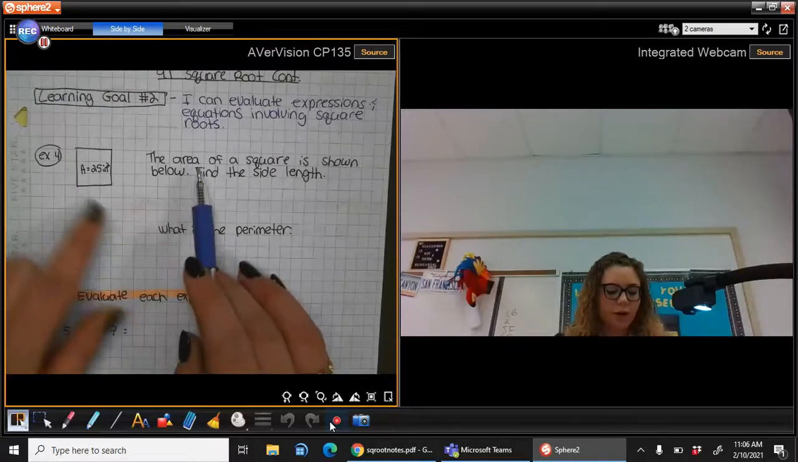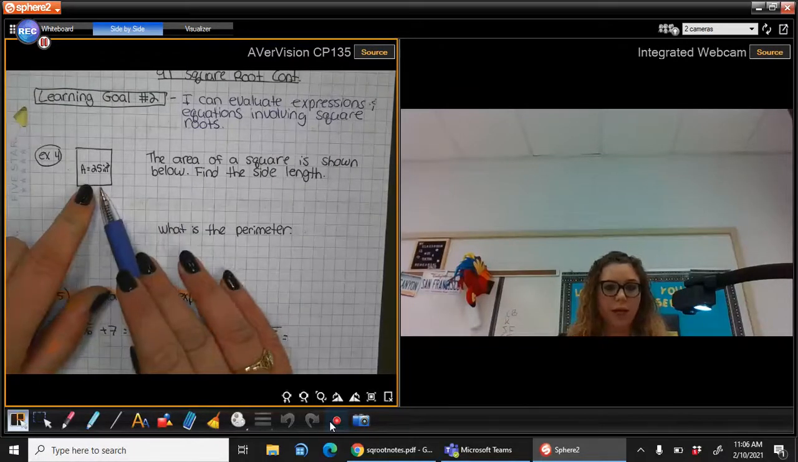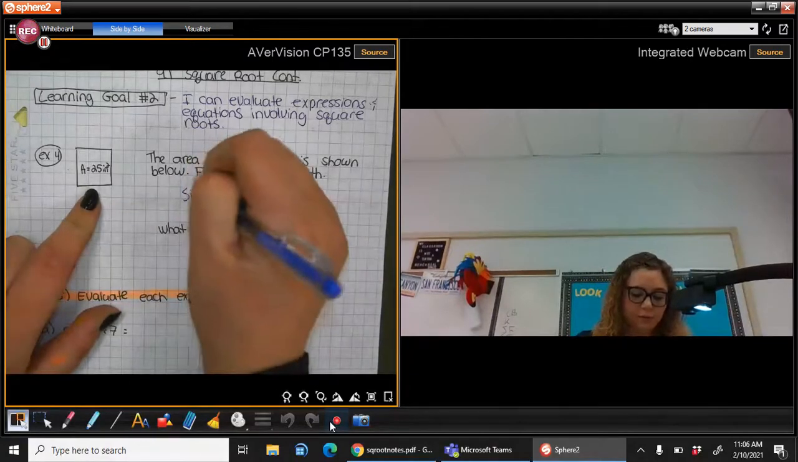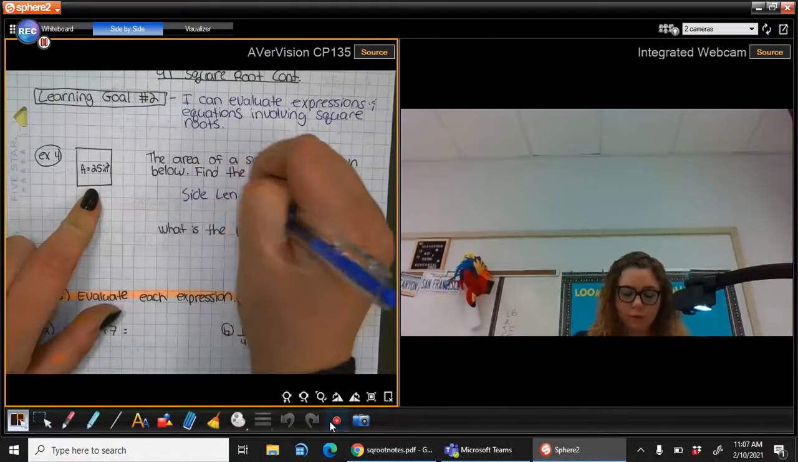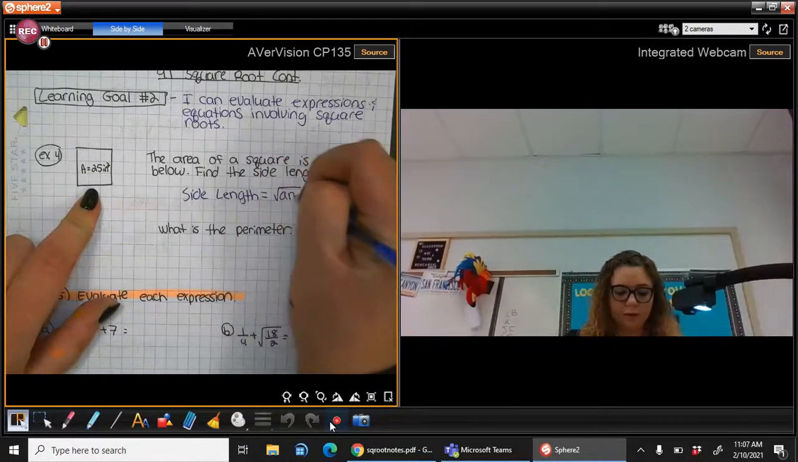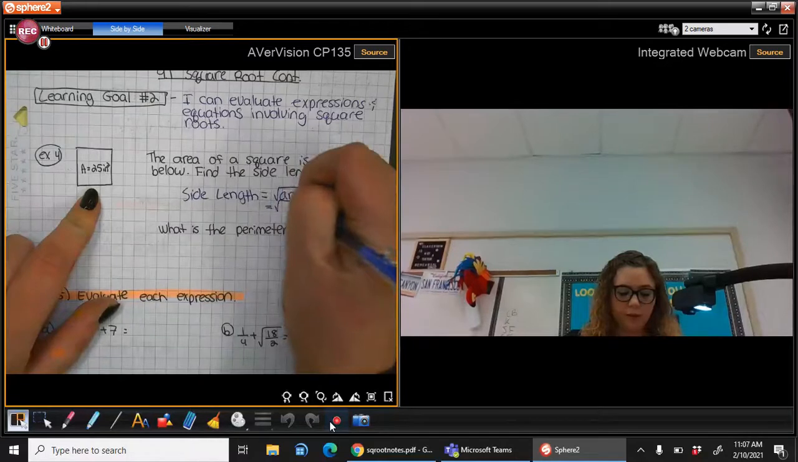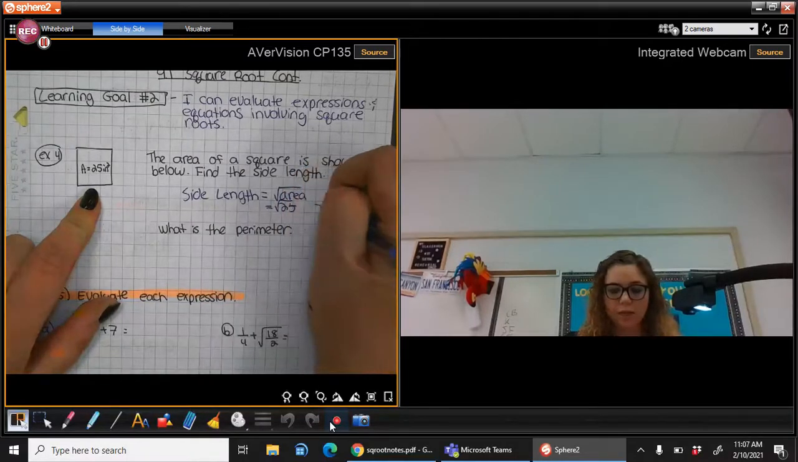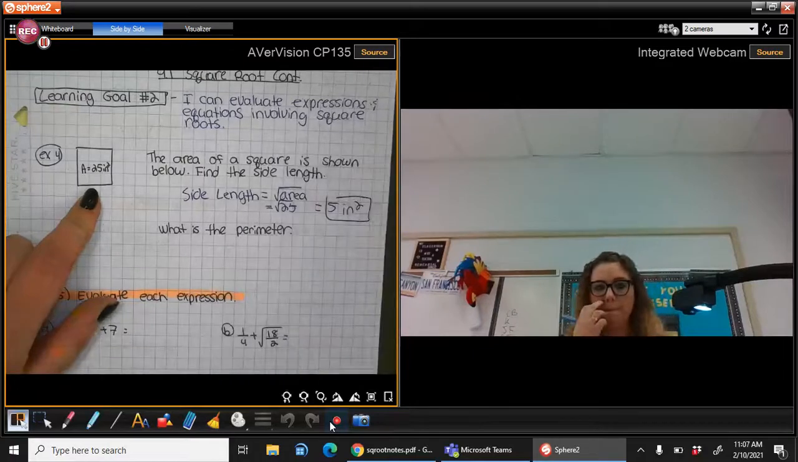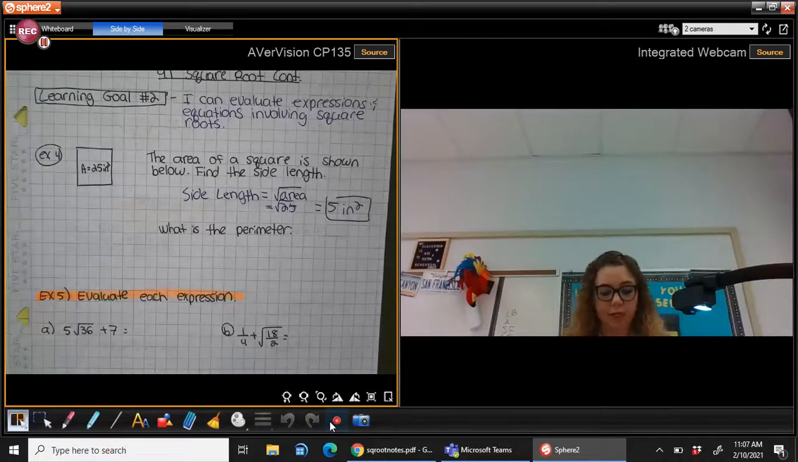The area of a square is shown below, okay? Find the side length. So to find the side length, that is going to be the square root of the area. So you're going to take the square root of 25 and you're going to get 5 inches squared. Okay? And that's each side length.